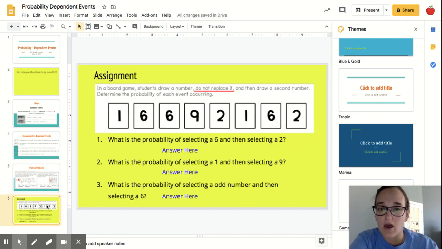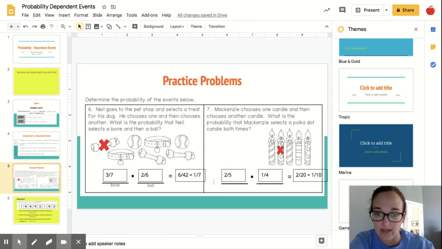Okay? Here's your assignment. It only has 3 questions. I think I'm going to actually fix the way this looks so that you're going to put the probability of the first thing times the probability of the second thing equals answer. So I'll lay that out so that it looks like these.